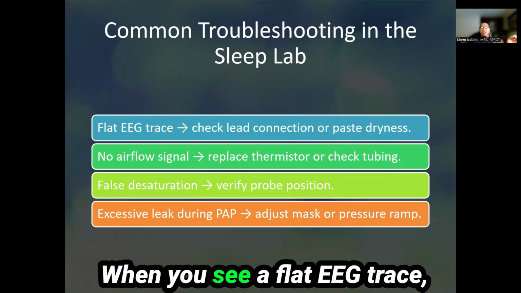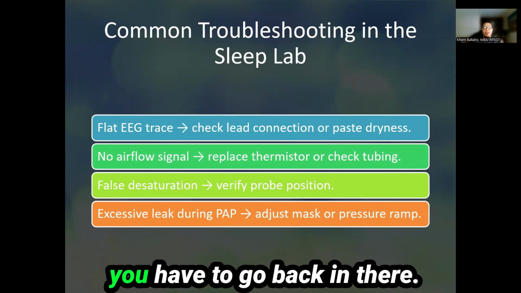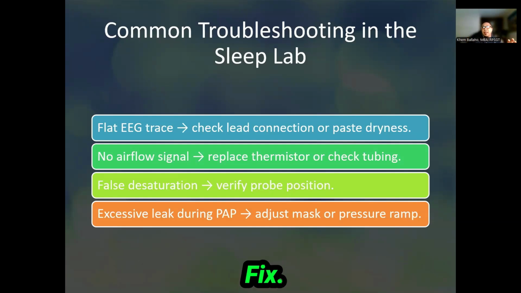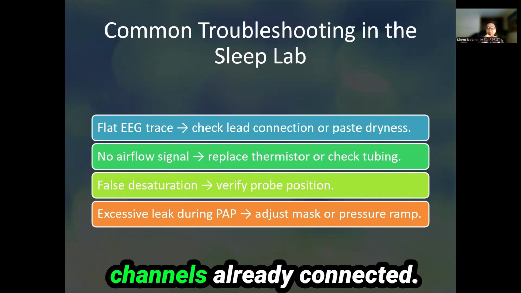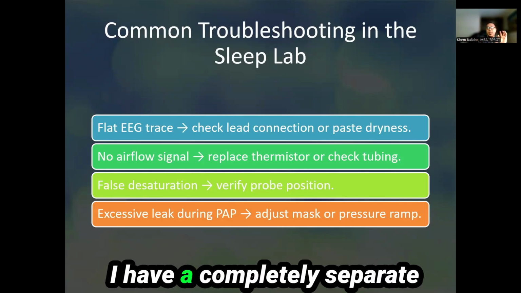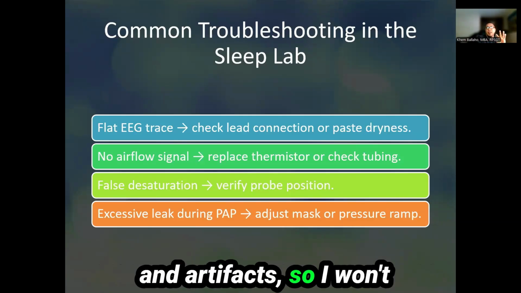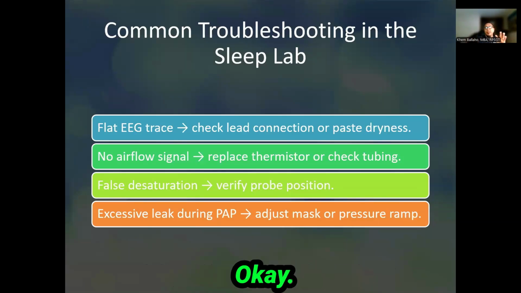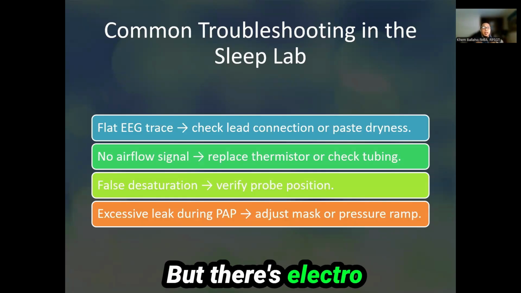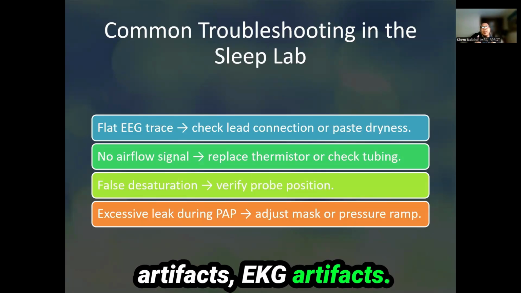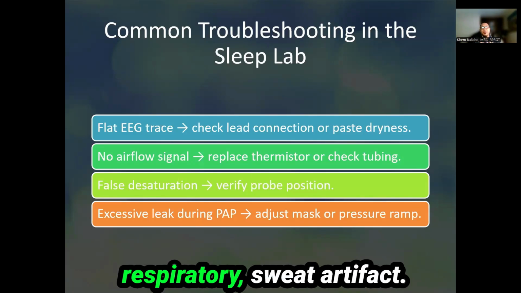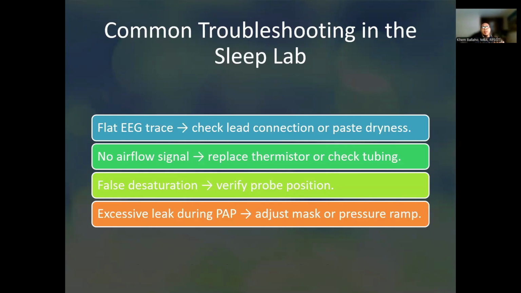Troubleshooting. When you see a flat EEG trace, you have to go back in there and fix the electrodes. Maybe the EEG channel's already connected. I have a completely separate presentation on troubleshooting and artifacts, so I won't go through this deeply, okay? But there are electrical artifacts, EKG artifacts, salt bridge, respiratory artifacts, and sweat artifact, okay?